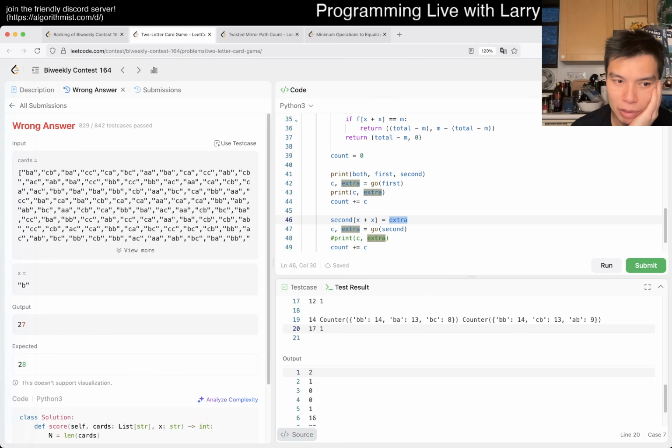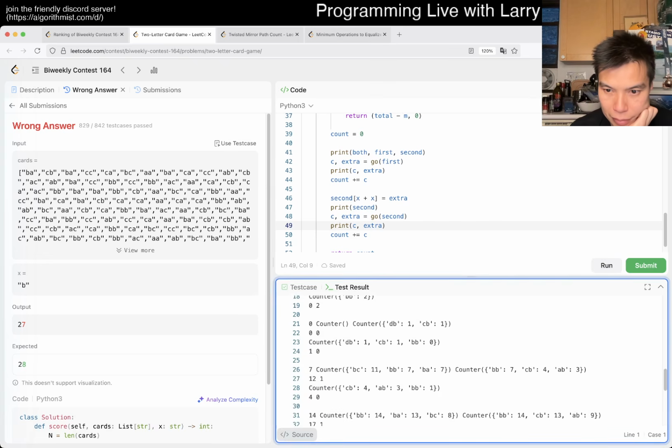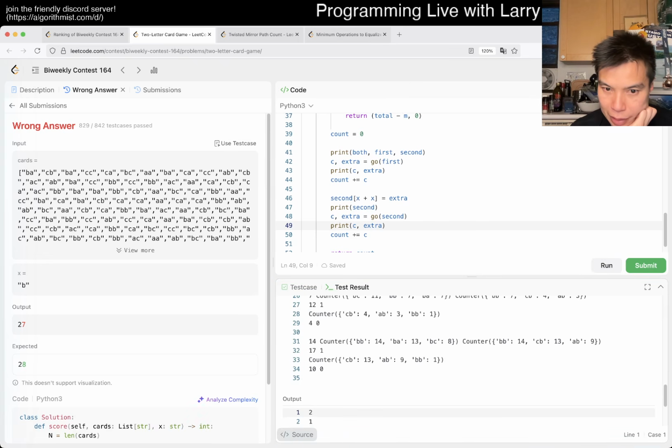Am I doing my math wrong? No, I'm undercounting, so that should be right. 17 and 1. We make 17 pairs, and we have 1 extra BB, right? And then now we're putting second. And then now on the update, we have this thing. Oh, wow.